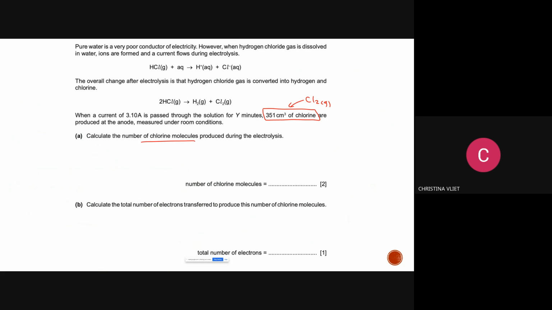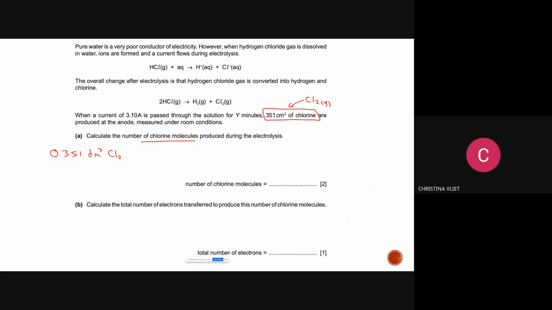Chlorine gas. Yikes. But we would start with that. I would change my 351 centimeters cubed to decimeters cubed immediately. That's how I did it in my work. And I would say, okay, so this is 0.351 dm cubed Cl2. That's what I have. And how would I get that to a number of molecules?